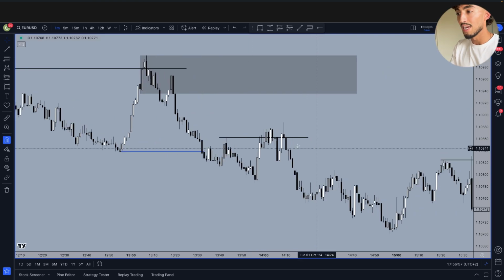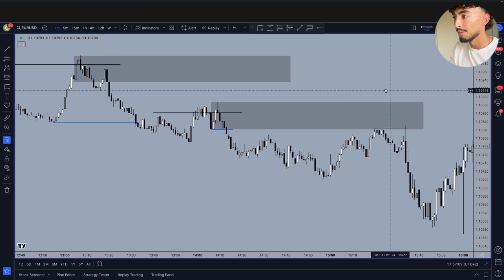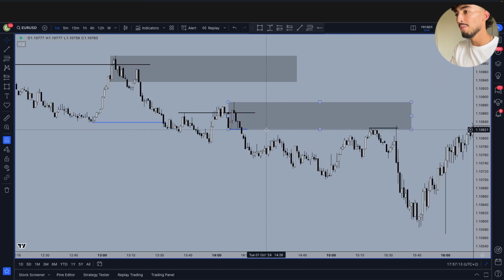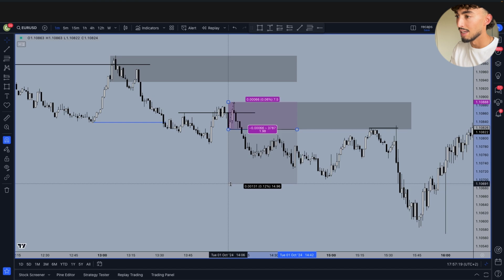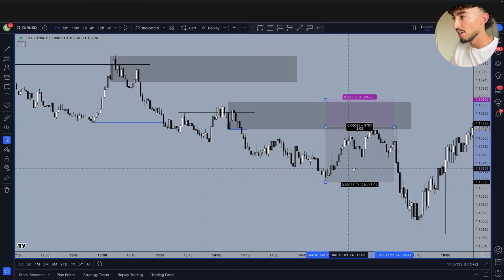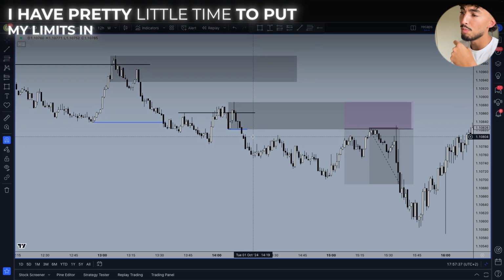But luckily, price gave another M5 sweep here with another M1 breaker zone here, M1 market structure break, and then we have another M5 M1 right there. So after this M1 MSB, I have my limits in this level, so like this, and then for a 2R TP again like this. As you can see, my entry came all the way back here. So here no fill and my limits in. So after the M1 MSB, I have pretty little time to put my limits in.